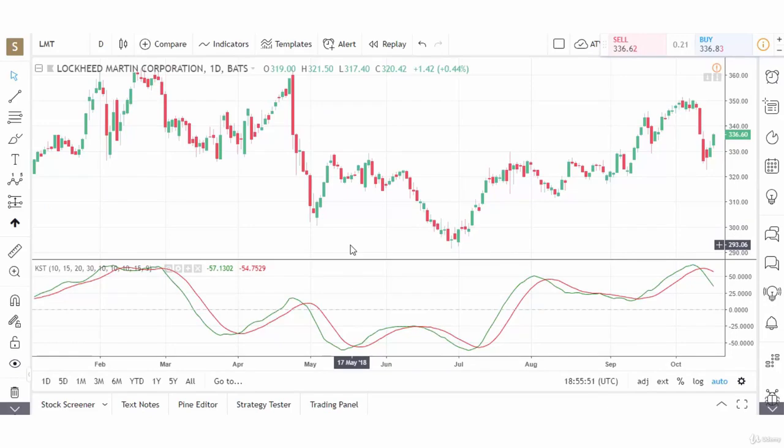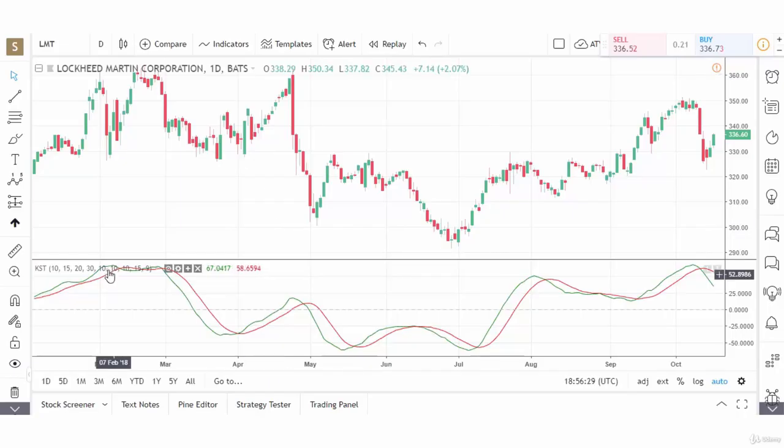One thing to talk about here is that different indicators perform either better or worse in certain types of stocks. So in figuring out which indicator works best for the stocks you're trading, you may want to try a couple of different indicators to see which one gives you better signals for that stock. So see how KST performed for Lockheed Martin.